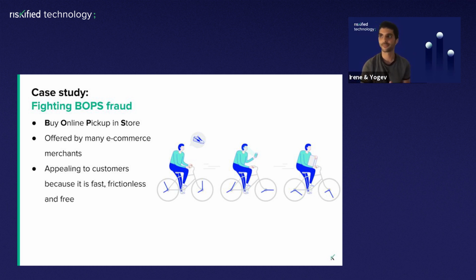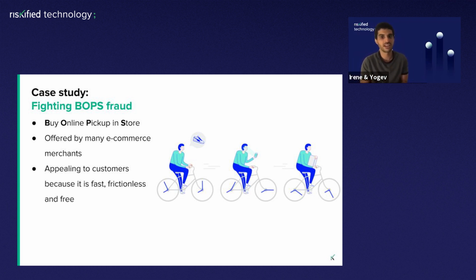BOPS is an acronym we use, which just says buy online, pick up in store. It's a shipping method offered by many of our merchants. What it simply means is that when you buy something online, instead of waiting for the delivery to come to your house, you go there by yourself and pick it up from the store. Customers like it. I personally like it because it's fast, it's flexible, it's frictionless.